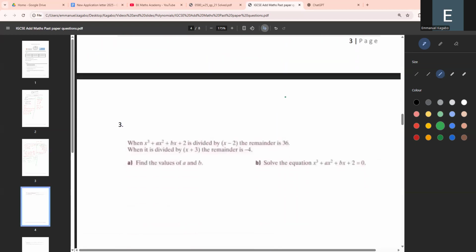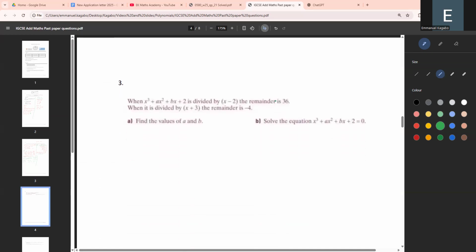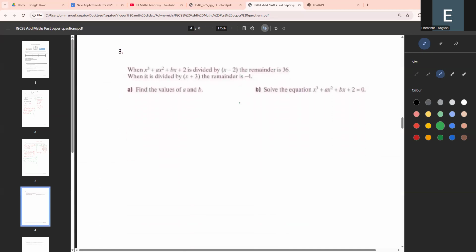Okay, next question. You can pause the video and do the question, and then you check your answer later. But I'm going to continue. Let us enjoy this mathematics. Guys, math is very interesting. I enjoy teaching mathematics. x power 3 plus ax squared plus bx plus c, when it's divided by x minus 2, the remainder, this time, the remainder is not 0. The remainder is 36, okay?